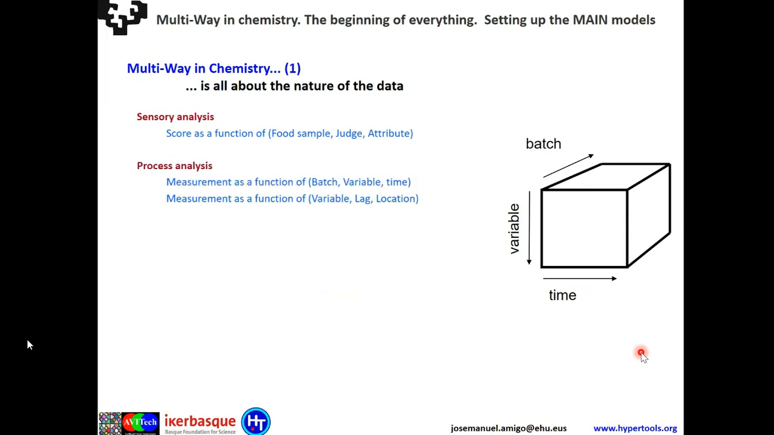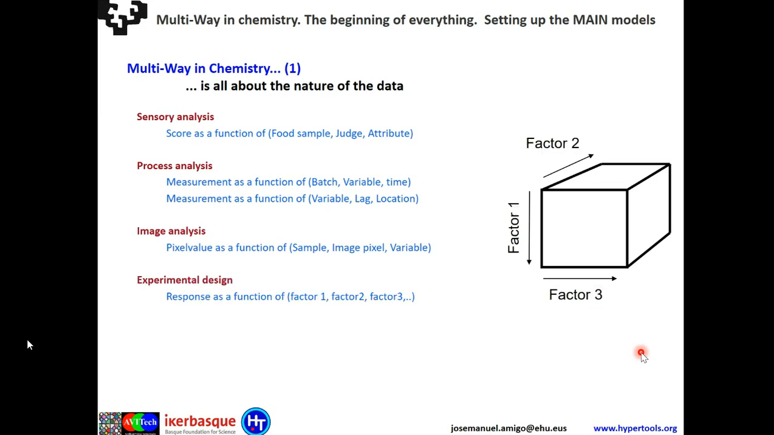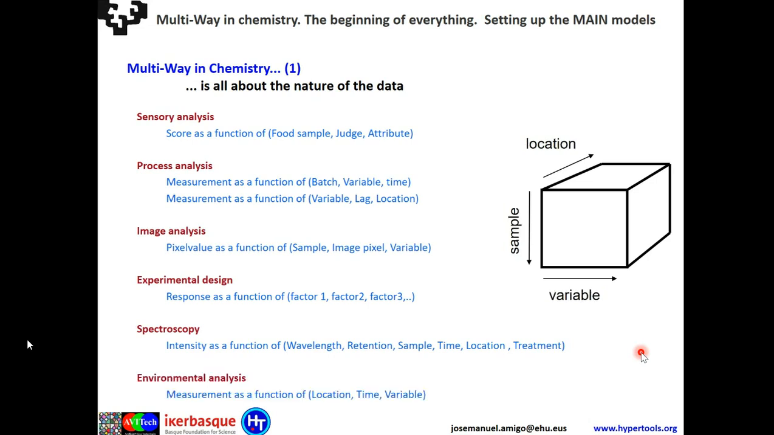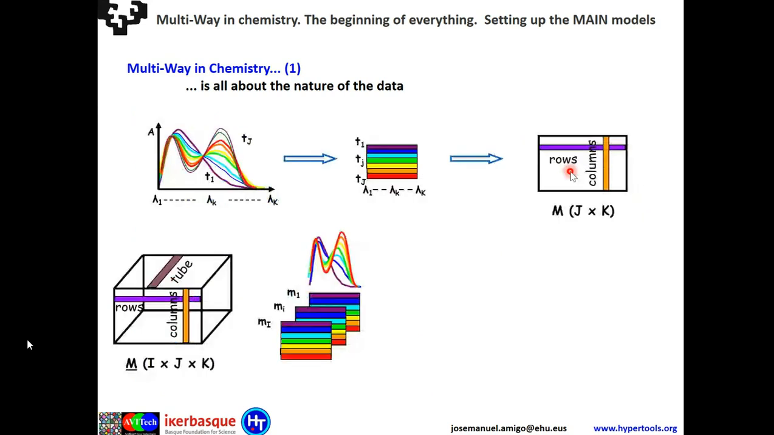So then actually, if you review the literature, you will find many examples, for instance, in sensory analysis, process analysis, image analysis, experimental design, spectroscopy, or even environmental analysis in which you can find these three-way structures, okay?